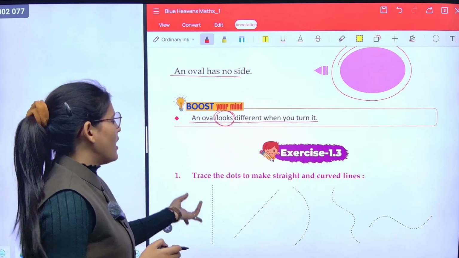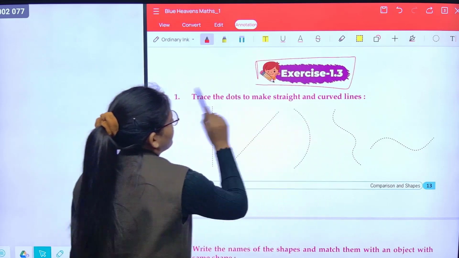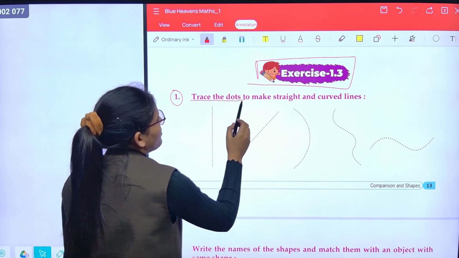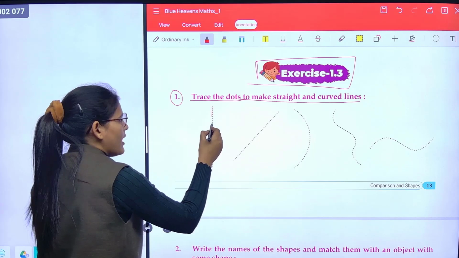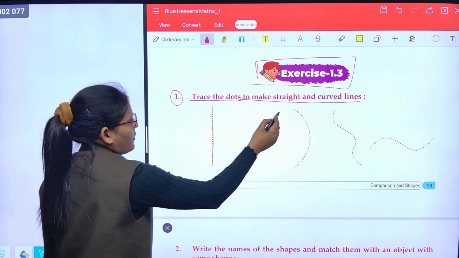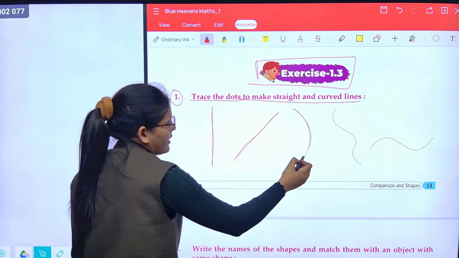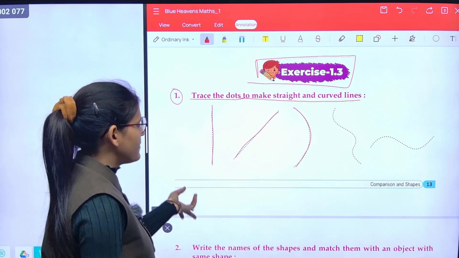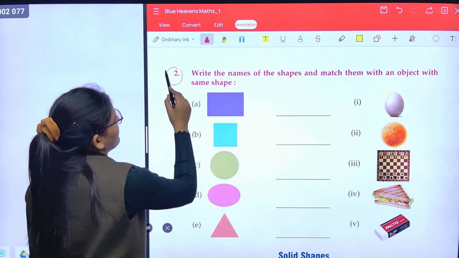ओके. नाउ क्लास, कम ऑन एक्सरसाइज 1.3. क्वेश्चन नंबर 1. ट्रेस द डॉट्स टू मेक स्ट्रेट एंड कर्व लाइंस. क्लास, यू हैव टू ट्रेस द डॉट्स लाइक दिस. ओके. दिस इज अ स्ट्रेट लाइन एंड दिस इज अ कर्व्ड लाइन. ओके. Rest of the parts do yourself. Yes. Now class, come on question number 2.